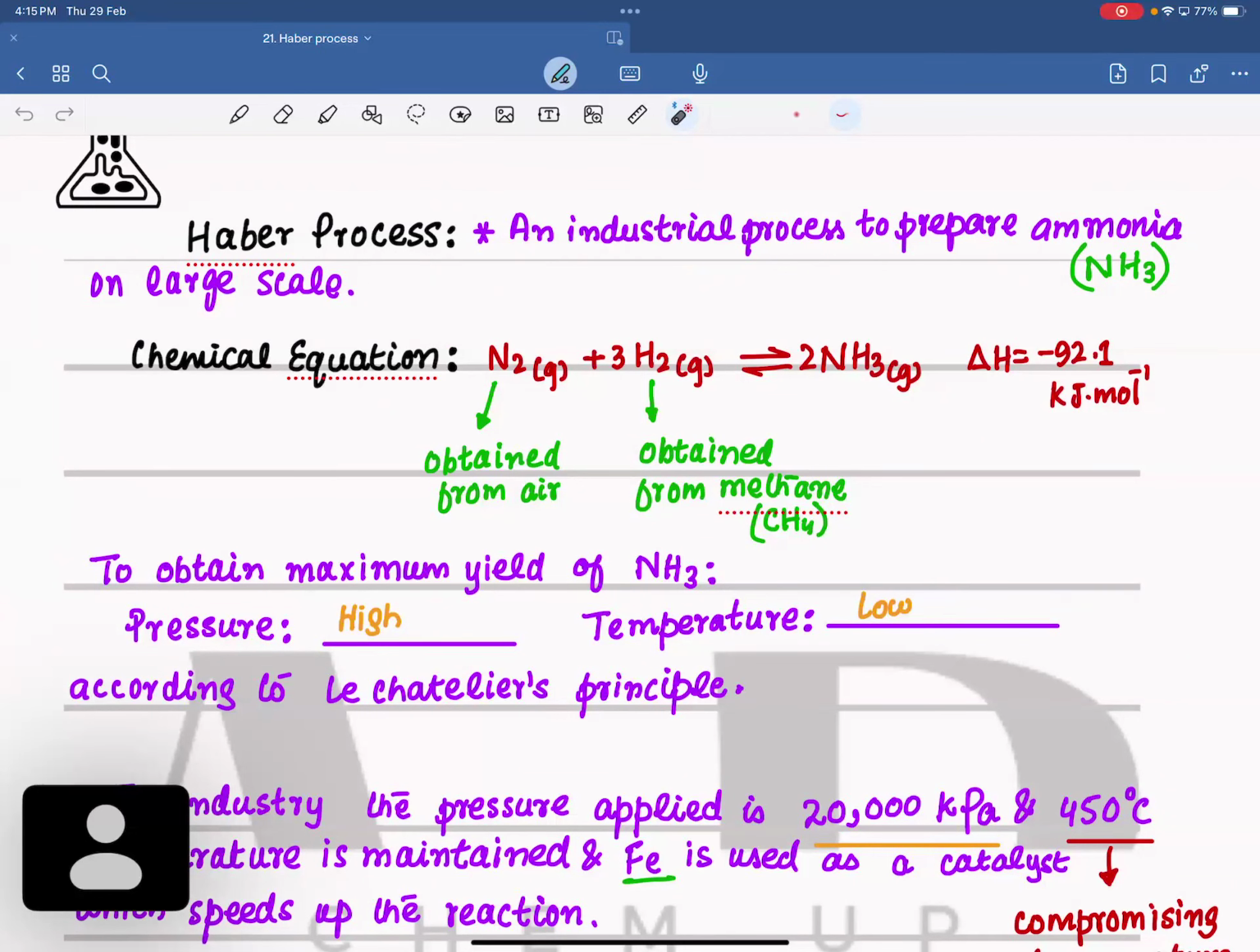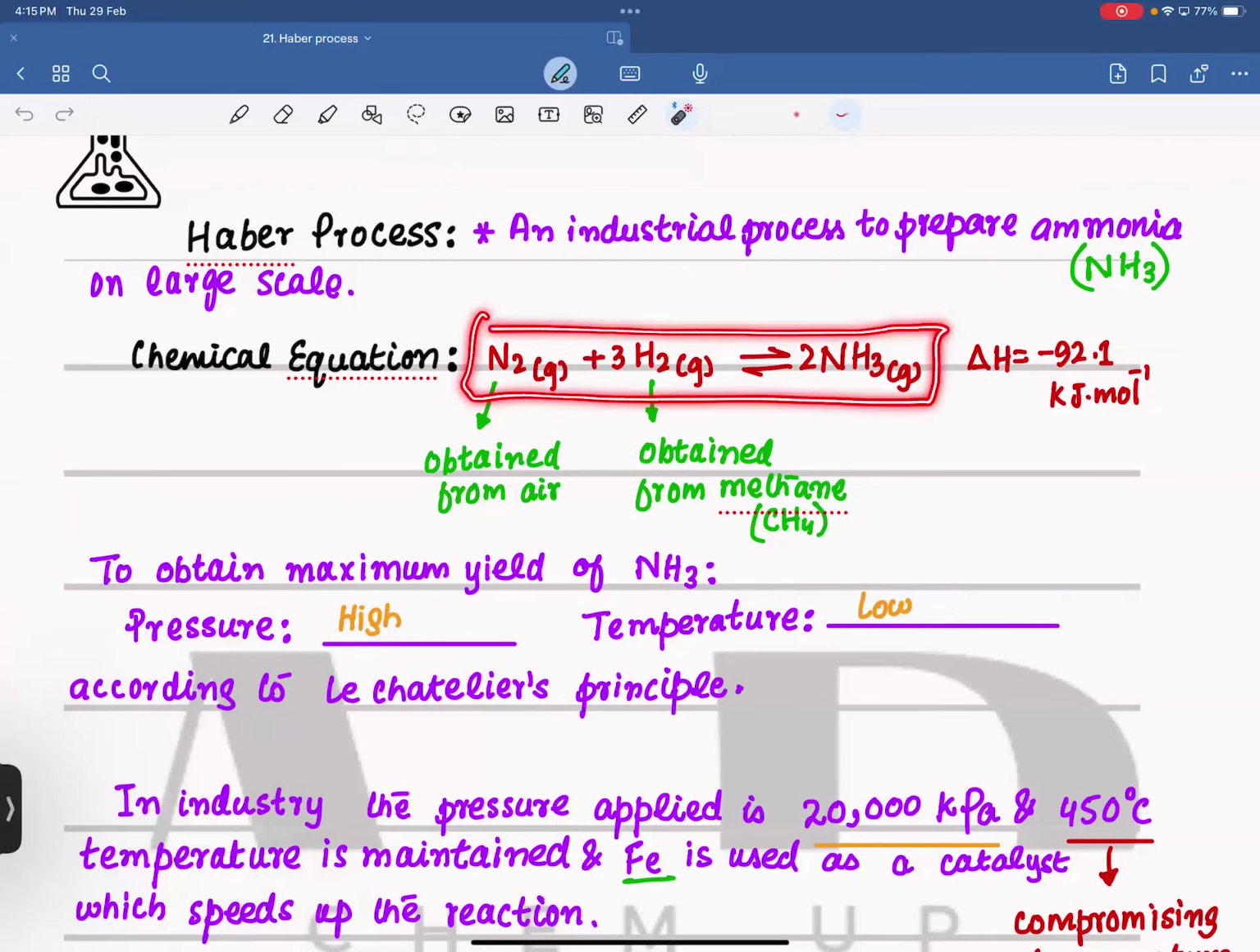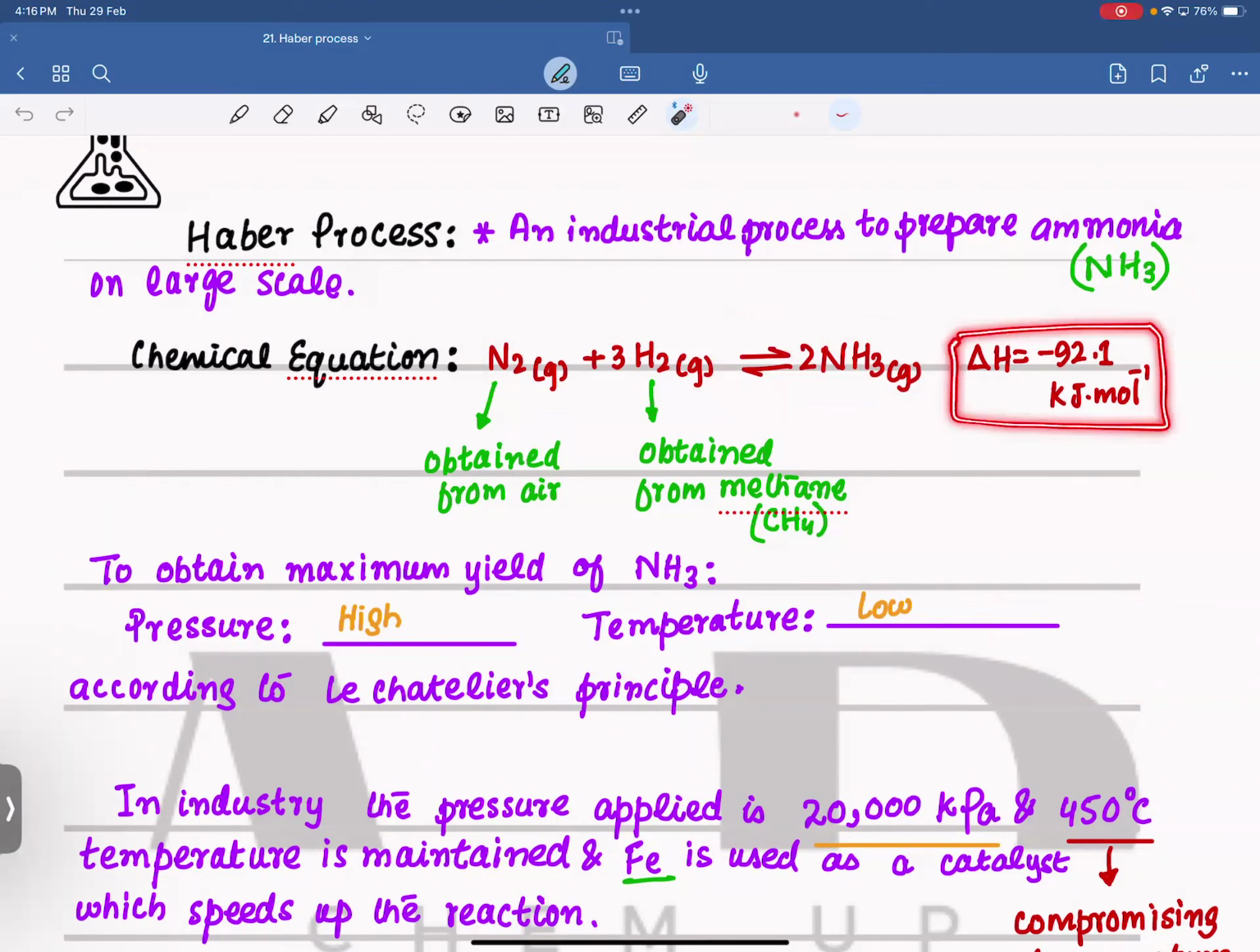In this process, this chemical reaction occurs where nitrogen gas and hydrogen gas are allowed to react with each other to form ammonia. And if you see the sign, this indicates that the reaction is reversible. Then if you look at the enthalpy change, what is the value of enthalpy change? Minus 92.1 kilojoules.